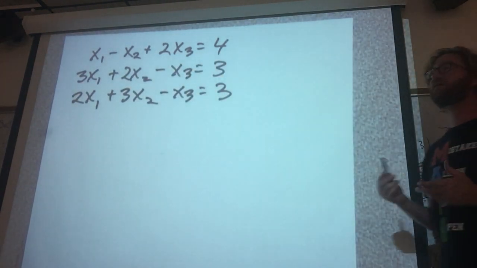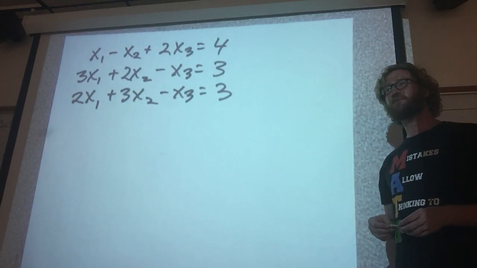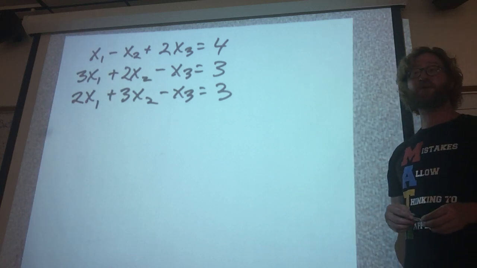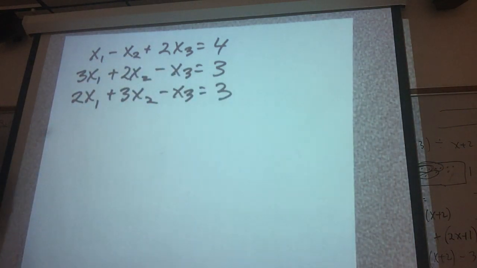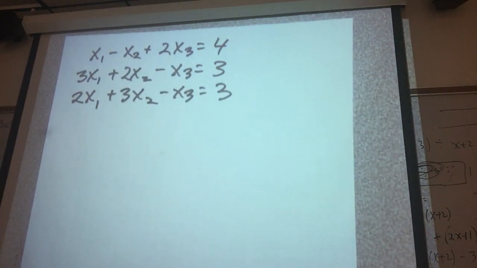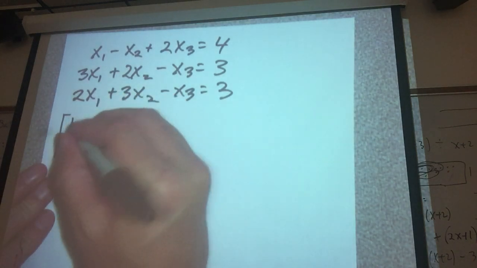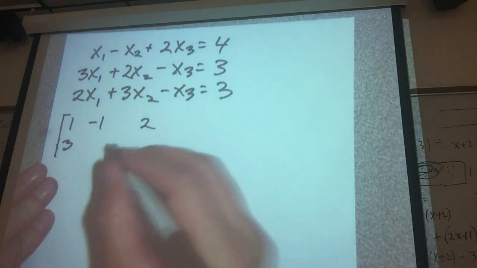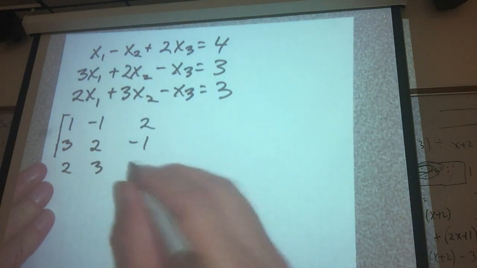You don't want to write x1, x2, x3 on every single step of the problem. It just drags the process out, okay? So what we're going to do is we're actually going to write this as an augmented matrix so that we don't have to repeat the plus signs or the x1, x2, x3. So if I write this as an augmented matrix, what is this going to look like? Is this 1, -1, 2, 3, 2, -1, 2, 3, -1.